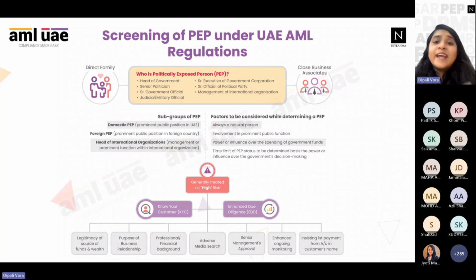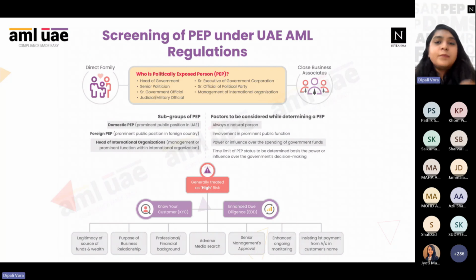If I had to give you a few characteristics of a politically exposed person: first, they would be heading a prominent position. Second, they would have the power to influence policy making and the spending of government funds. Because of that, they have complete access and power to use government funds. So a politically exposed person would generally be any head of government or any senior politician, a retired army officer, a senior officer of a political party, or a senior executive of a government corporation. These are the positions which would be covered under PEP.